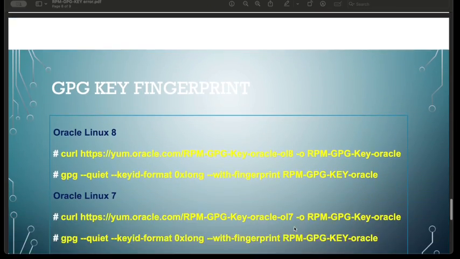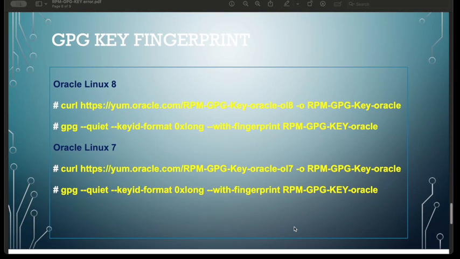It is the same for other Linux versions, you run the same commands. You just change the version number because the command is the same. As you can see on the screen, for Linux 8 and Linux 7, first you have to download, then you have to generate the key fingerprint.